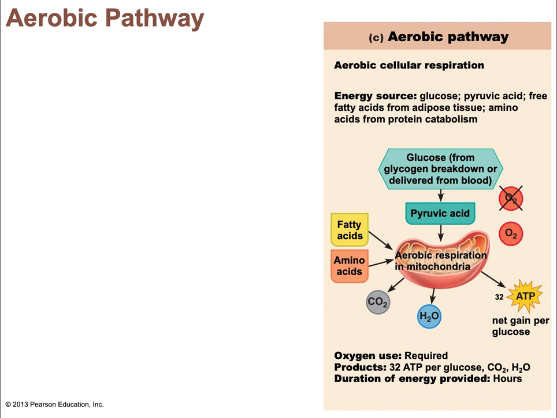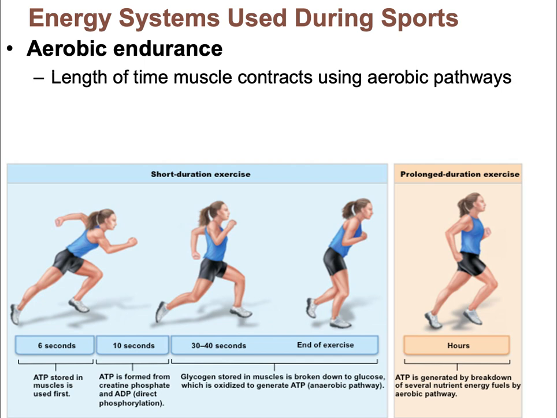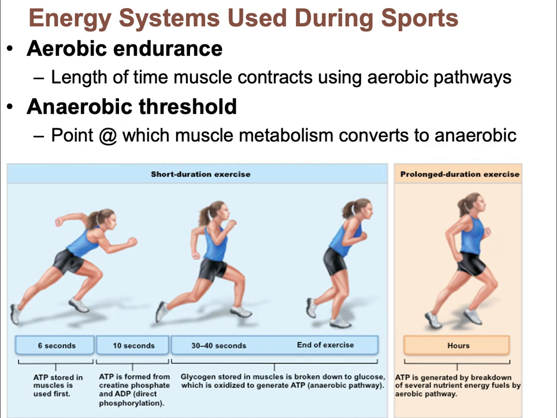And that allows us to generate close to 40 ATP per molecule of glucose, right? So the result of that is that we get a lot more energy, even though we're generating it more slowly, and that allows us to maintain the activity for a longer period of time, right? So you can see here in this scenario how quickly we burn through this stuff, right?